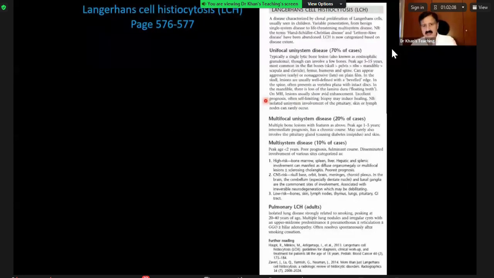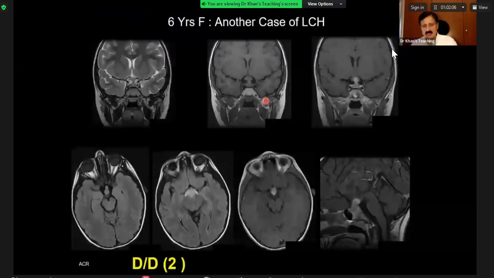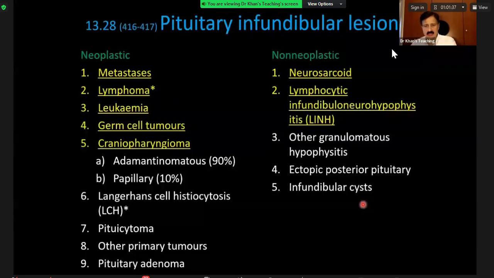We are basically covering the differential diagnosis of infundibular thickening. Another case of LCH where you can see this thickening of the infundibulum. Please remember that infundibulum inferiorly up to 2 millimeter is taken as normal. Superiorly at the junction with hypothalamus, it is about 4 millimeter maximum. So this is the differential diagnosis of infundibular lesion.